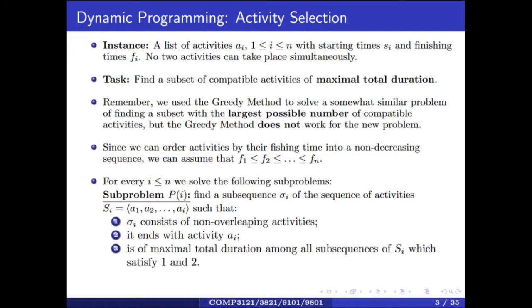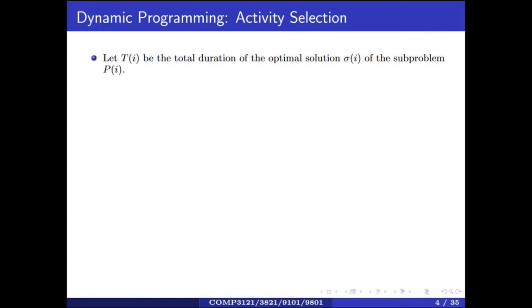And of course that is of maximal total duration among all subsequences that satisfy the conditions 1 and 2. And so as we mentioned last time, the second condition is just to allow simpler recursion. Okay, so let's denote by Ti the total duration of the optimal solution sigma I of the subproblem Pi. How do we start the recursion? Well, if you have just one activity, then obviously the only solution is to choose just A1. So the total duration of the solution for the case I equals 1 is just F1 minus S1.